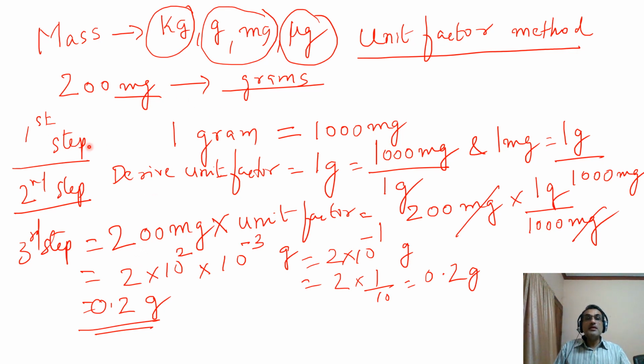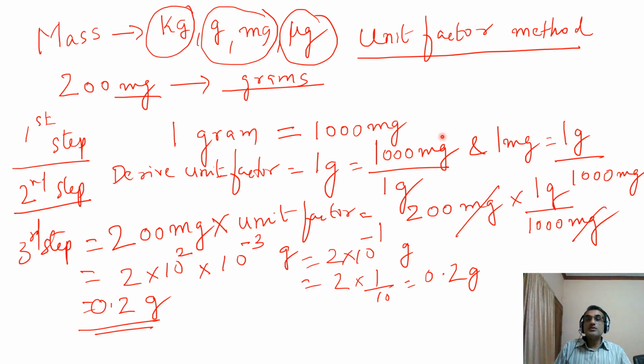I'll explain it again. The first step, I have to put an equation connecting grams and milligrams. The bigger unit I have to write first, smaller unit I have to write next. Then I have to derive a unit factor. Either it can be 1 gram divided by 1000 milligrams, or it can be 1000 milligrams divided by 1 gram. Two unit factors I'll be getting. Multiply the figure in question, that is 200 milligrams, with the unit factor.